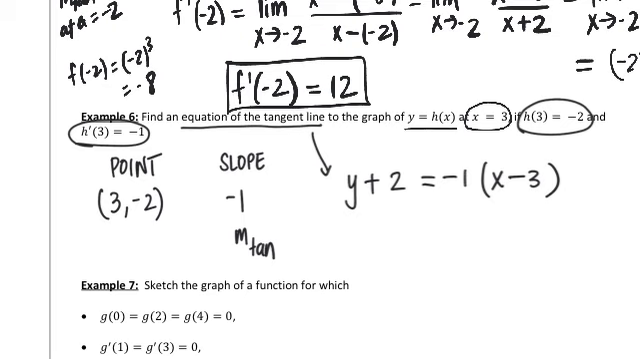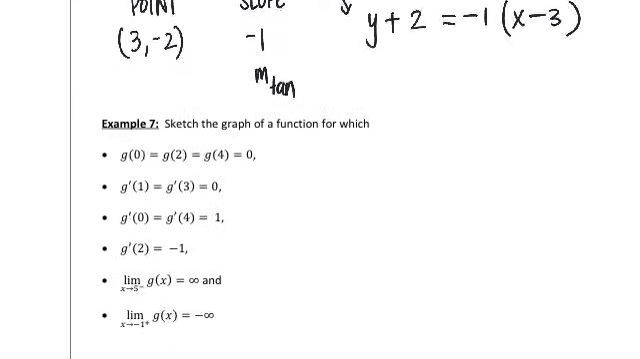Okay. Example 7, we're sketching the graph of a function. Now this goes back to Unit 1 where we did some of this in the asymptotes lesson. You were given certain conditions and you had to sketch a graph that matches those conditions. These are actually really good problems, so good to really understand these. Sketch a graph of the function where all these different conditions are met, right?